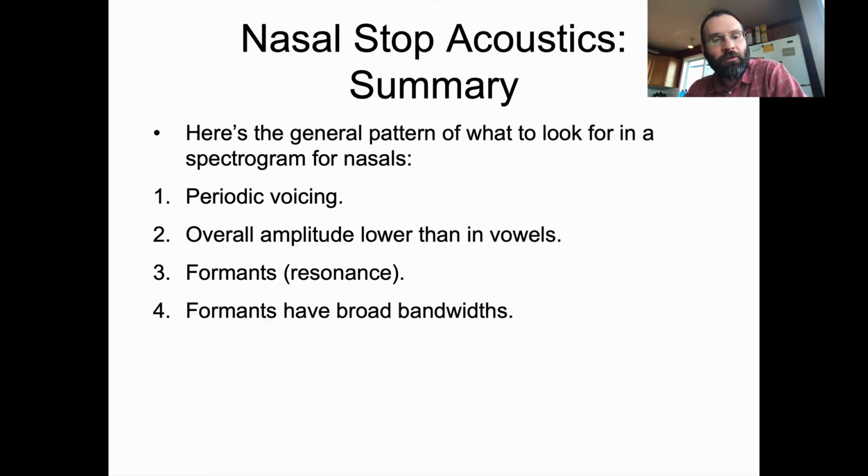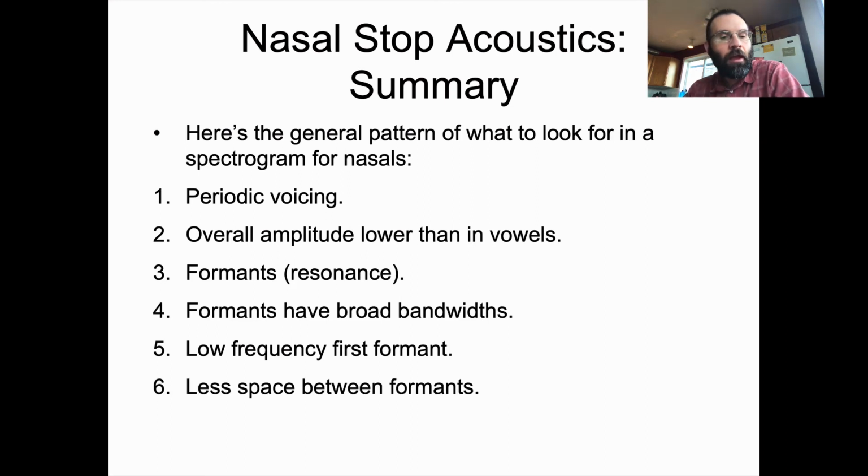The formants that we do get, though, are going to have broad bandwidths due to the damping features of the nasal passageways. There's going to be a low frequency first formant because the tube is longer overall through your nose than it is through your mouth. And there's less space between formants for the same reason because we're multiplying by odd numbers as we go up the scale, but the lowest formant frequency is lower, so the gap between them is going to be smaller for that reason as well. And then the higher formants are going to have a lower amplitude.